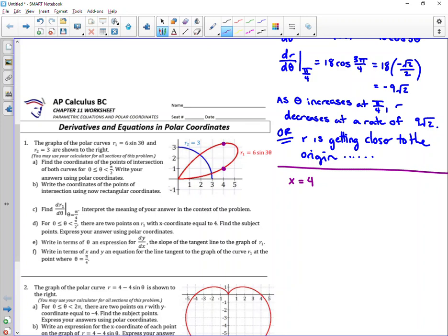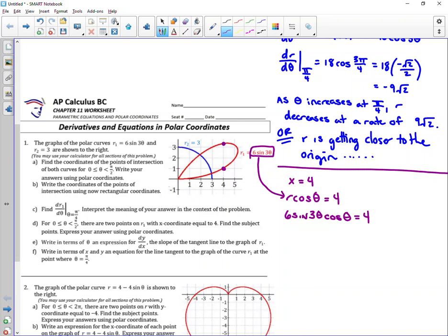So what does x equal? r cosine theta equals 4. Now we have the red curve. The red curve is 6 sine 3 theta, so that's what r is, so that's going to get plugged into this r. Cosine theta equals 4. Okay.